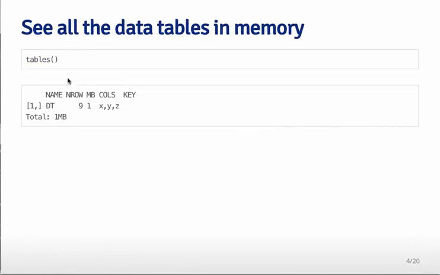So one thing that you can do is see all of the data.tables in memory, and you do that with the tables command. It has an S at the end. It's different than the table command. What it'll tell you is the name of the data table, how many rows, how many megabytes, how many columns, and if there's a key. I'll talk a little bit more about what I mean by a key in a minute.